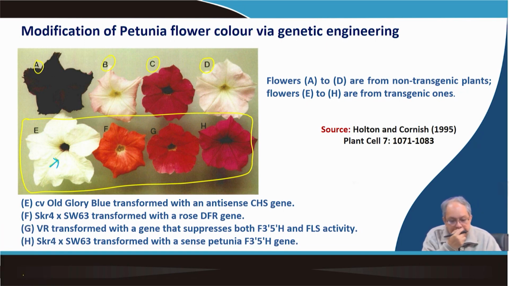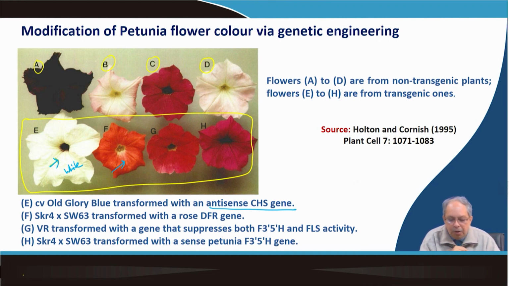So, here what happens, the antisense CHS, as I mentioned just now, blocks the entire pathway almost. So, no coloration leads to white. Now, the second one is basically they transformed a rose DFR gene, as rose basically produces cyanidin. So, the DFR converts dihydroquercetin to leucoanthocyanidin and subsequently to cyanidin, and as a result of that it is developing the red coloration.